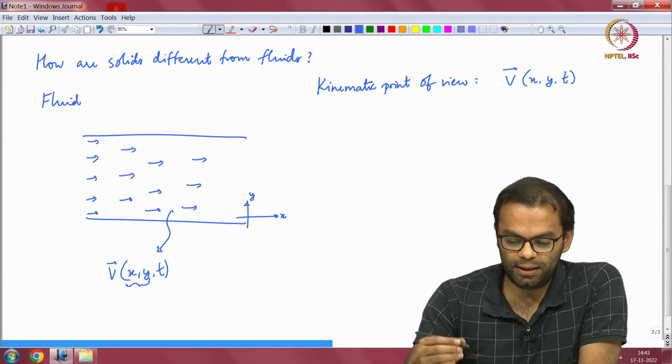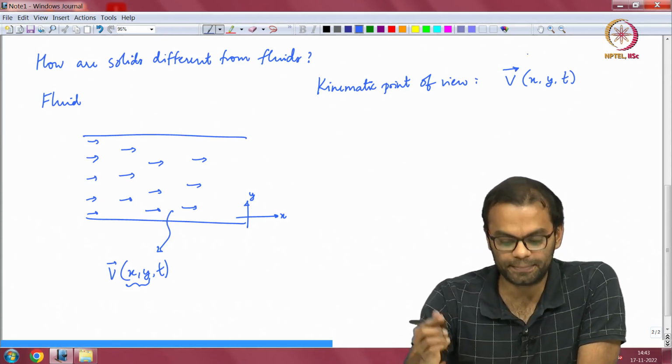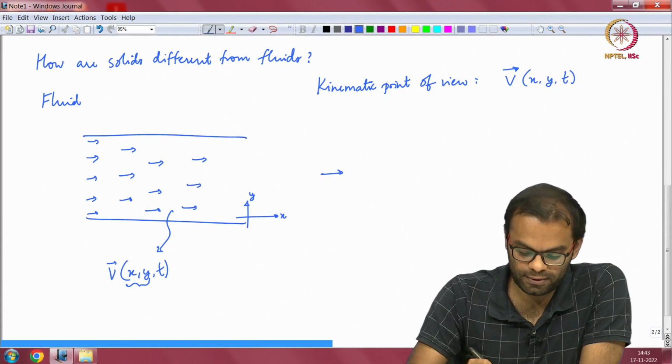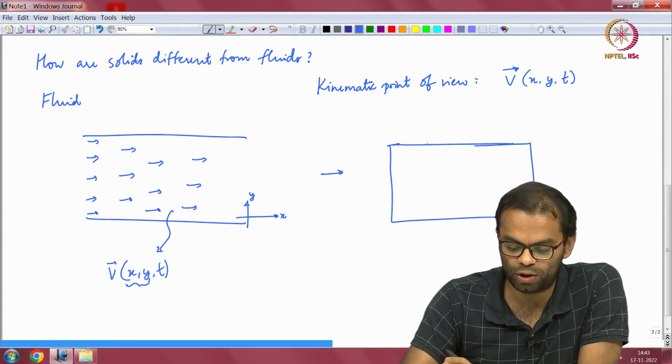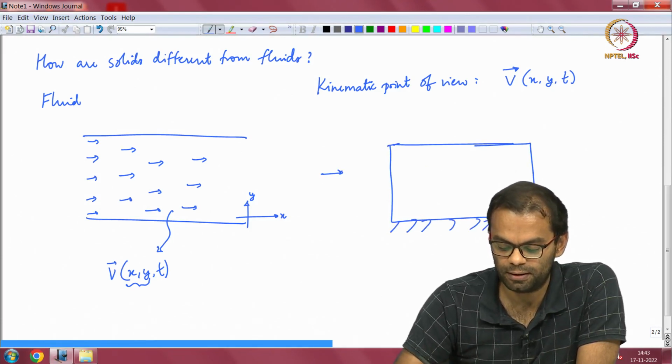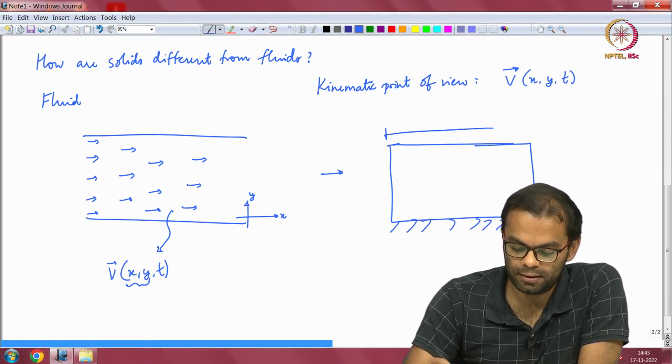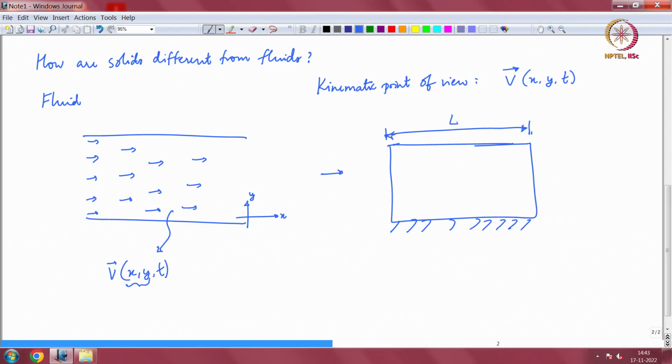Now, if you step back a little bit and you ask the question, if this fluid started like this, so initially it was all stationary, so you have a top wall and a bottom wall, and the length of the channel is L, which is very large, let us say a very large channel, and you have a fluid here.